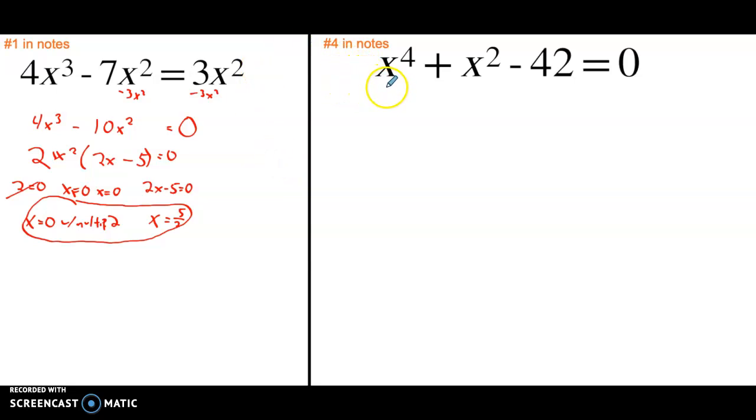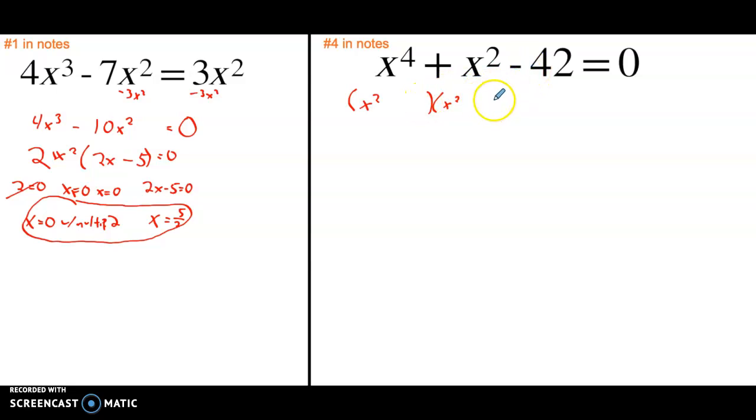This one looks a little bit more complicated, but here's the deal again. We have different powers of the variable. We got x to the 4th, we got x squared. So now, this one is actually quadratic in nature. X to the 4th is really x squared times x squared. So basically, I'm doing FOIL in reverse.